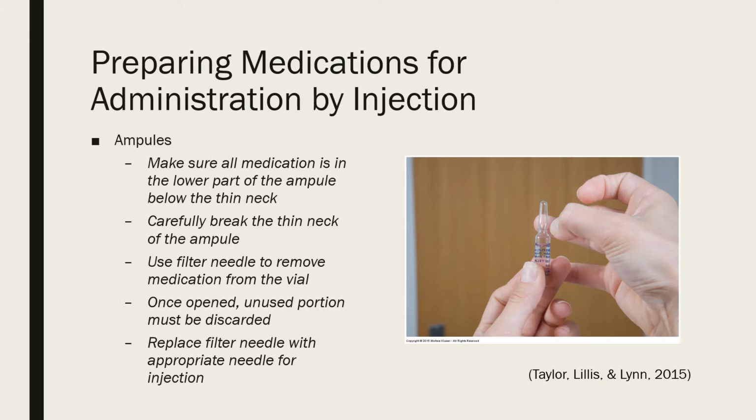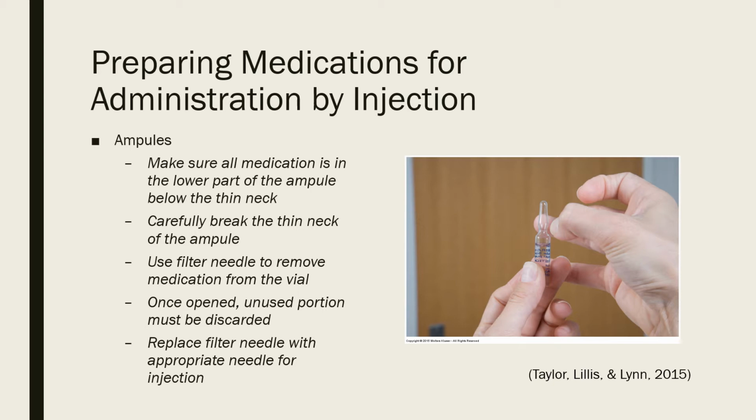So when you go to draw up medication, if you have medication that's in an ampule, which is a little glass container that has a very thin neck, you want to make sure that all the medication is down below that thin neck. So ampules are always glass, and some medications can't be put in plastic because the medication seeps into the plastic. So if it's a single dose, one-time use medication that needs to be in glass, it usually comes in an ampule.